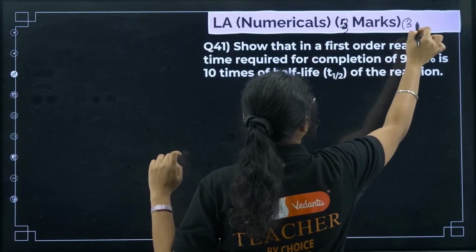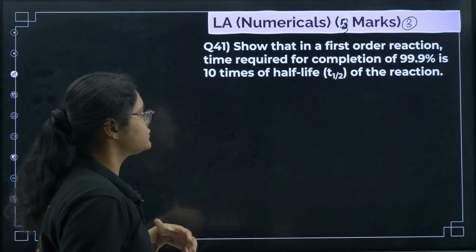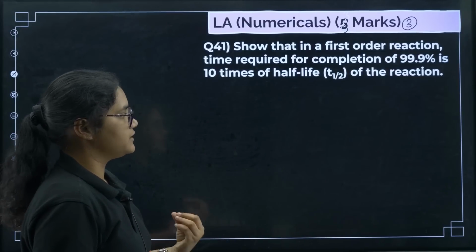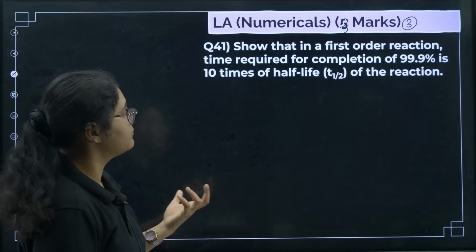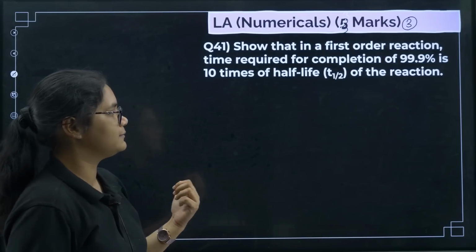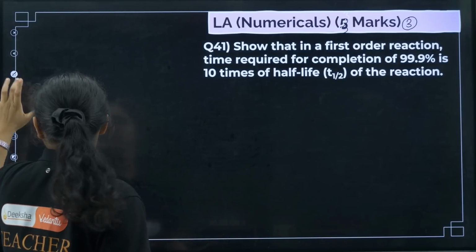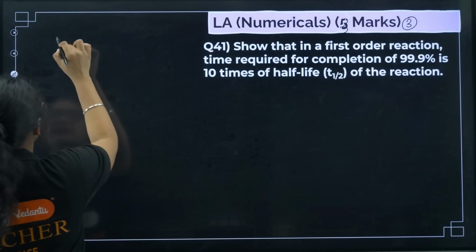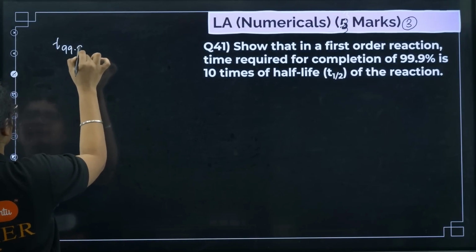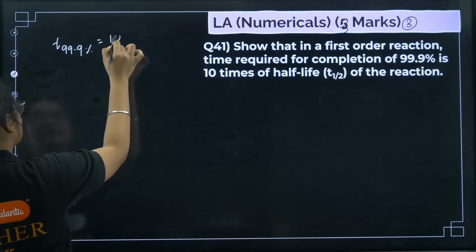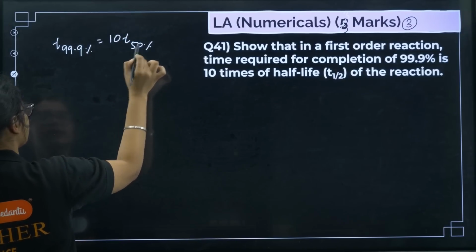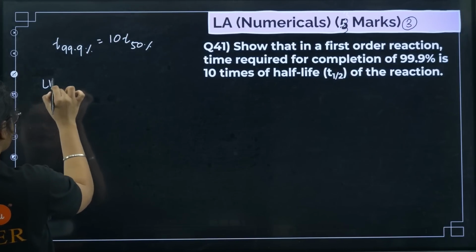Okay, 3 marks. So that in a first order reaction, the time required for completion of 99.9% is 10 times the half life of the reaction. So it is like we have to show that T 99.9% is equal to 10 times of T 50%. Okay, so how to show this? You have to write LHS and RHS.